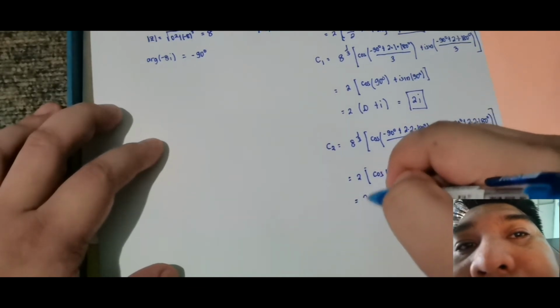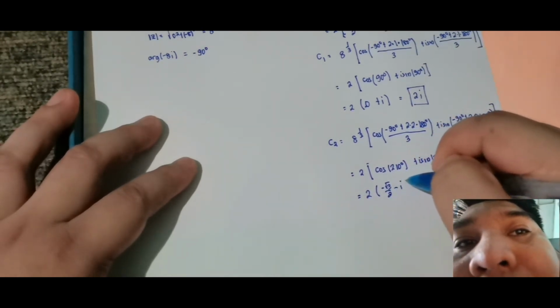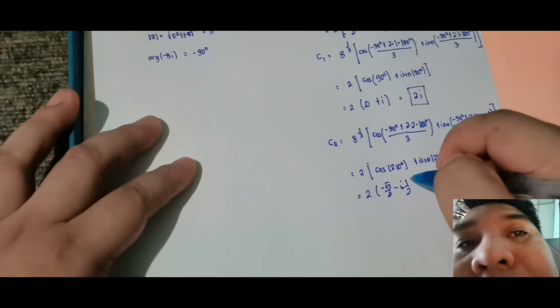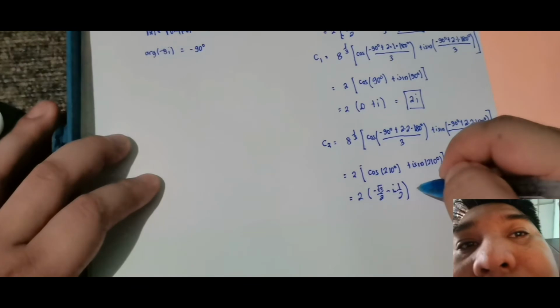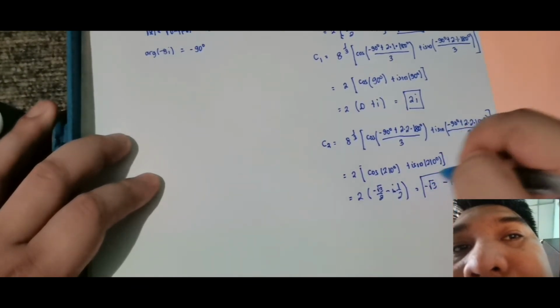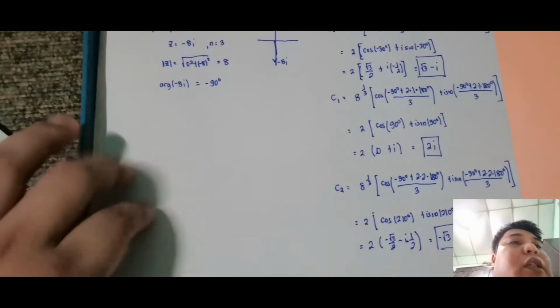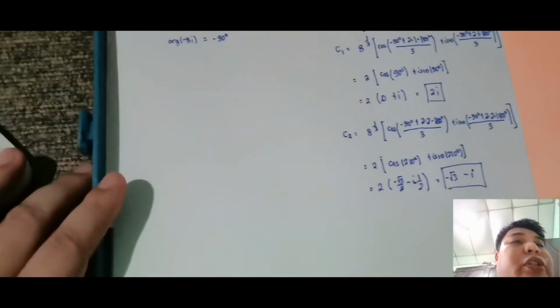Okay, so this is equivalent sa 2, multiplied by cosine 210 degrees. So cosine 210 degrees is negative square root of 3 over 2. This is negative square root of 3 over 2 minus i 1/2. Okay, kasi nga nasa quadrant 3 yan eh. So this is equivalent sa negative square root of 3 minus i. So therefore ito yung value. Therefore ano yung roots ng cube root ng negative 8i? Ito yung square root of 3 minus i, 2i, then si negative square root of 3 minus i.